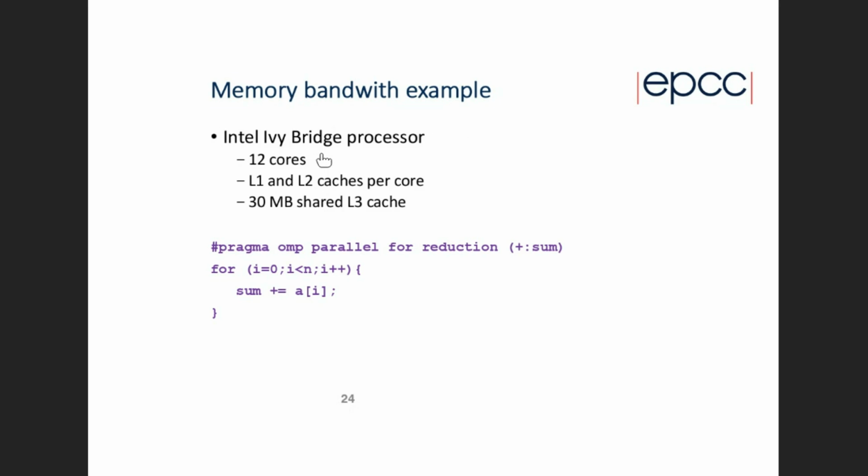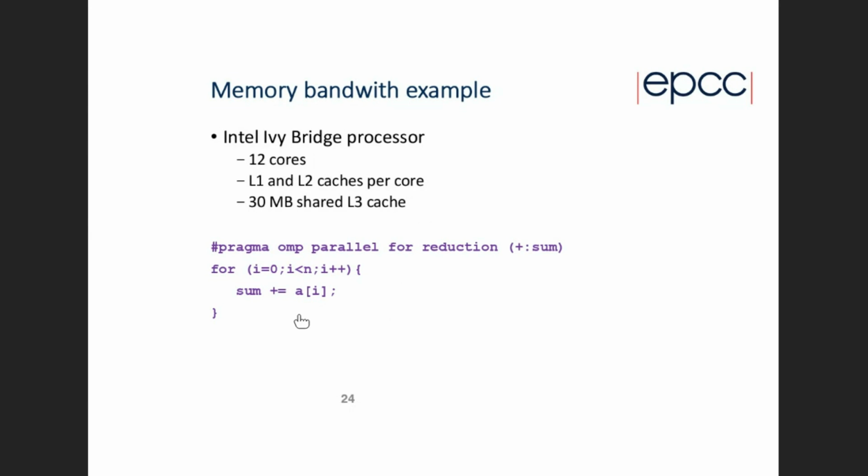This is an Ivy Bridge processor with 12 cores. Every core has its own level 1 and level 2 caches, and then there's a 30 megabyte shared level 3 cache for all 12 cores. This is just one of the 2 chips in the socket, so I'm not considering any sort of NUMA effects here or anything like that. This is all running on one socket.